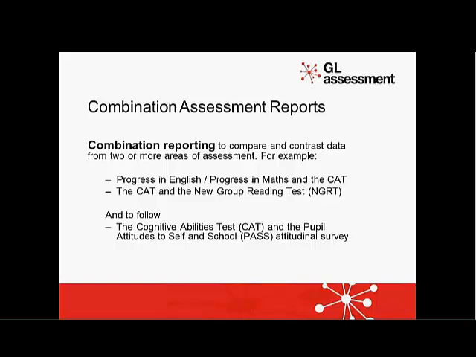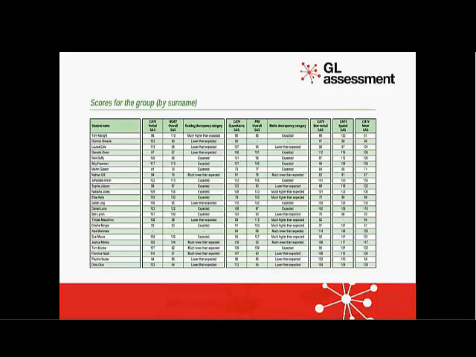We also have reports where CAT is compared with the new group reading test to give you comparisons between ability and attainment. And further down the line, we will be bringing you the cognitive abilities test compared with PASS, the pupil attitudinal survey that I was just mentioning. The purpose of these is to give you comparisons between ability and attainment and throw up where the results show that something is not quite right.